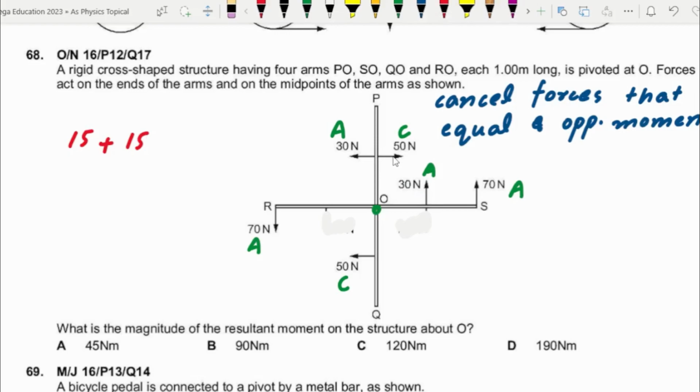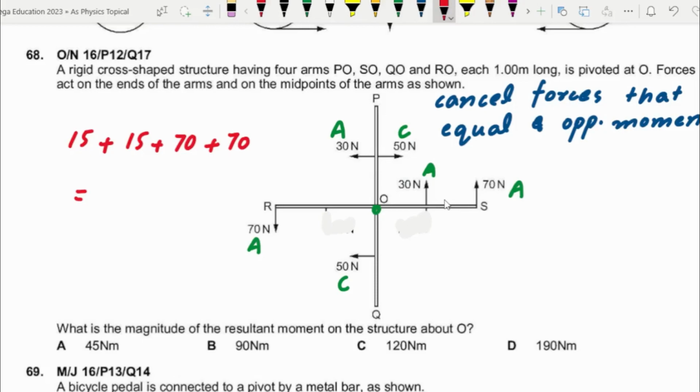All right. And what else do we have anti-clockwise? 70. So 70 times 1, because the perpendicular distance of this force from the pivot is 1. So 70 times 1 plus 70 times 1. You can write 140 directly, but I'm going to break it down into steps. 70 Newton meter is the moment of this force, plus 70 times 1, which is once again 70 Newton meter, is the moment of the other 70 Newton force.